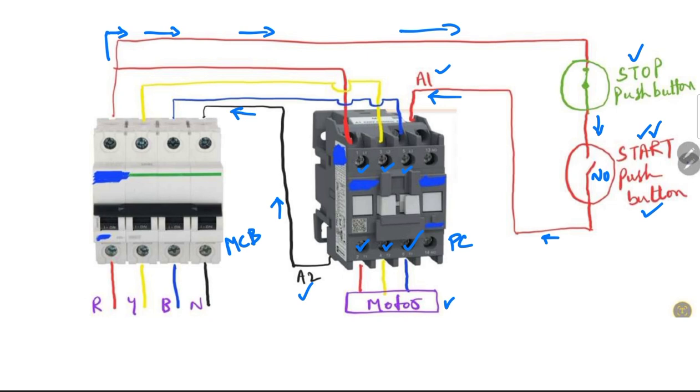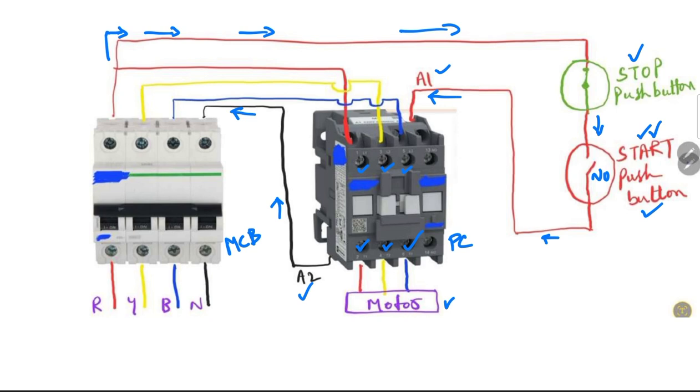The major disadvantage of this circuit is this: I have pressed the start push button, but when I release it, the circuit again gets disconnected. When I press the start push button the circuit gets closed, and when I release it, the circuit again gets opened, the supply to the coil gets disconnected and the three-phase supply also gets disconnected. So this is the practical disadvantage, and we cannot keep holding the start push button continuously for a long time. So we have to do something to hold this circuit. For that, I am going to make a small change in the circuit.